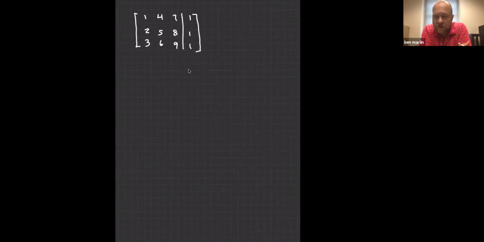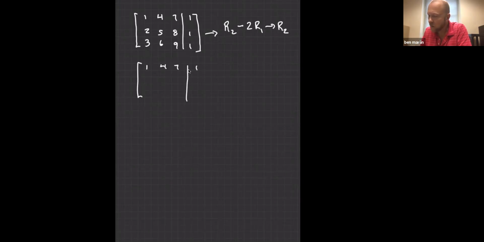One of the things that you learn to do with systems of equations is to add equations and multiples of equations to each other in trying to eliminate variables. So what we're going to do here is take row 2 and subtract 2 times row 1 and put the result back into row 2. I'll leave the 1, 4, 7 and the 1 across the top.